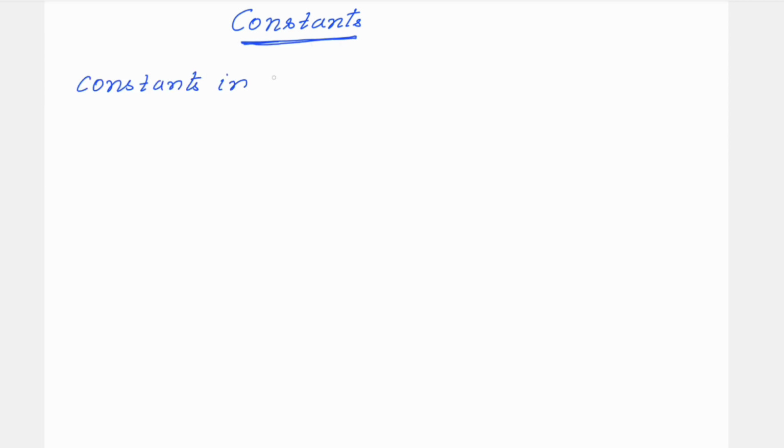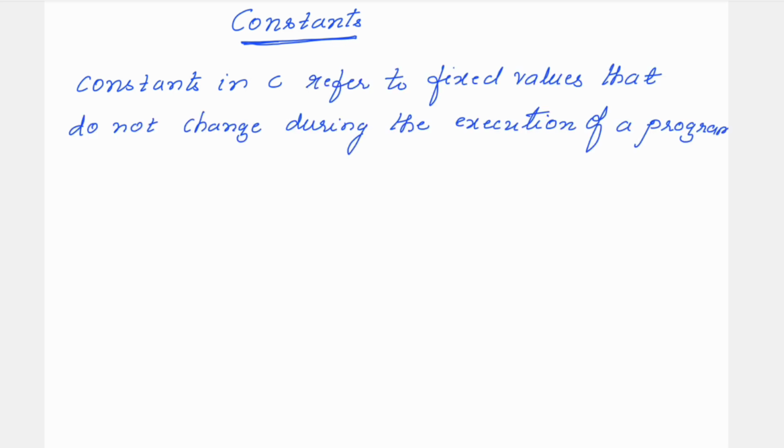Constants in C refer to fixed values that do not change during the execution of a program. It means that whatever value you assign to a constant is going to remain the same throughout its execution. Also, a constant cannot be placed on the left side of the assignment operator because it does not have a modifiable value. It can only be placed on the right side of the assignment operator.